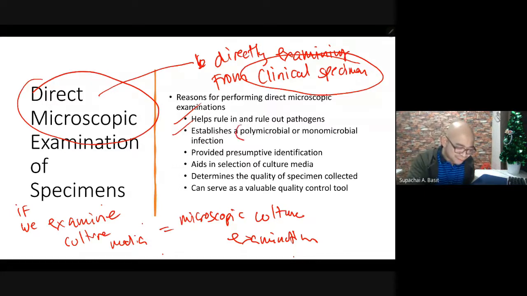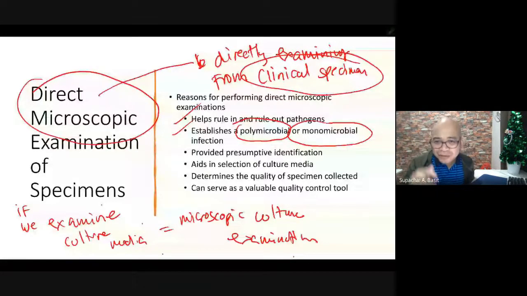What do we mean by polymicrobial or monomicrobial infection? Polymicrobial infection means one infection is caused by several species of bacteria. When we say monomicrobial infection, one infection is caused by just one kind or one species of bacteria. And as mentioned earlier, the majority of anaerobic cultures are polymicrobial. Okay. Let's provide presumptive identification, and it will aid us in the selection of culture media.